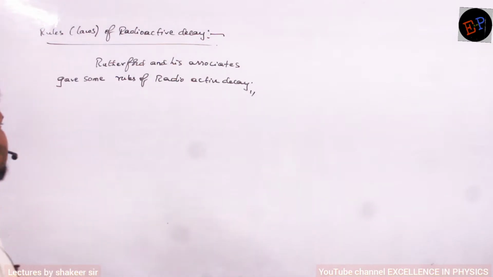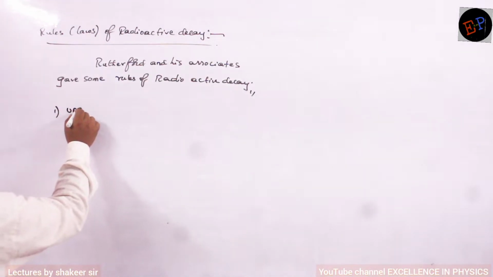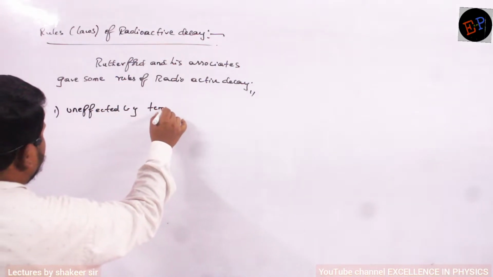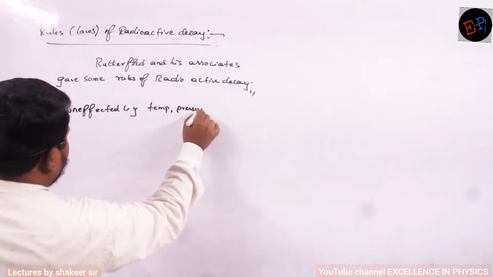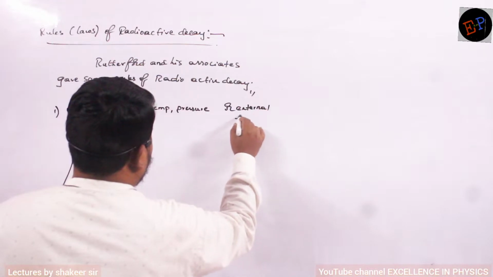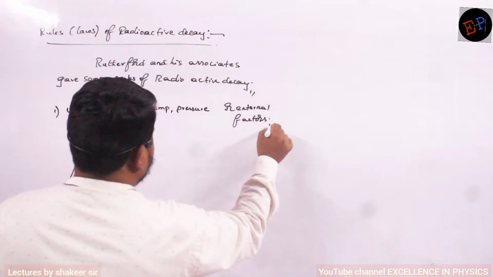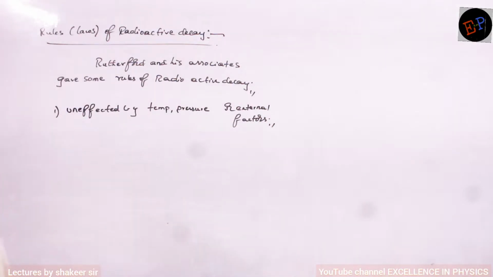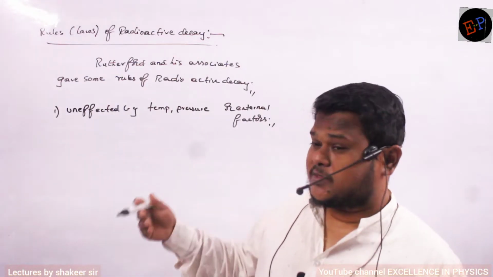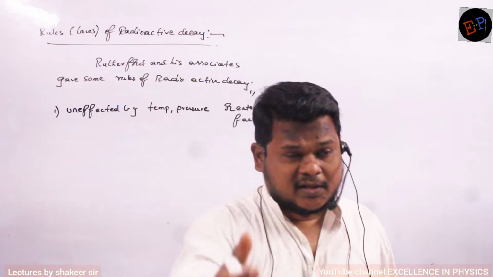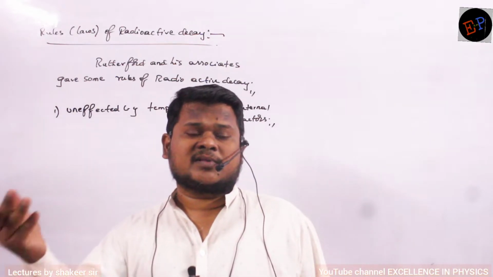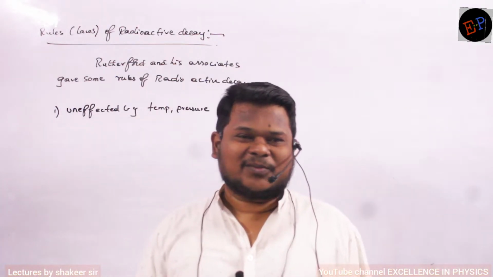Clear? So the first one which they said is that it is unaffected by temperature, pressure, or external factors. It is not at all affected by these; we already discussed this point. So whatever the temperature of the radioactive substances and however much pressure you put on them, and if you apply any external force, they are not affected by any of them. So when they release alpha, when they release beta, when they release gamma, nobody knows. Are you able to understand?